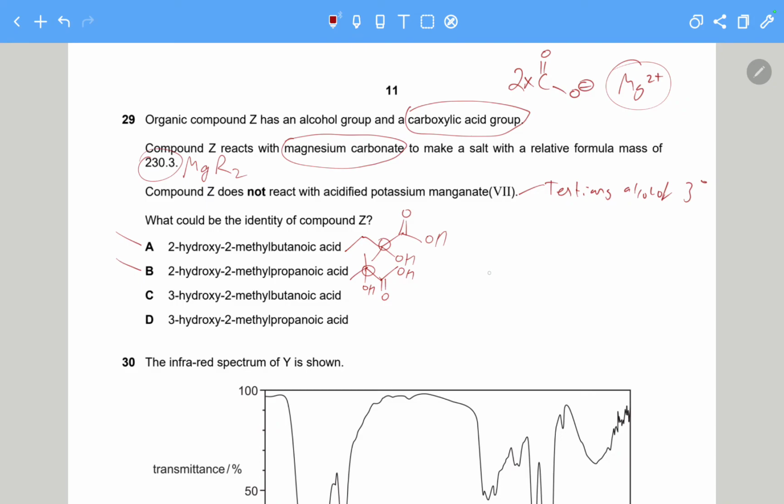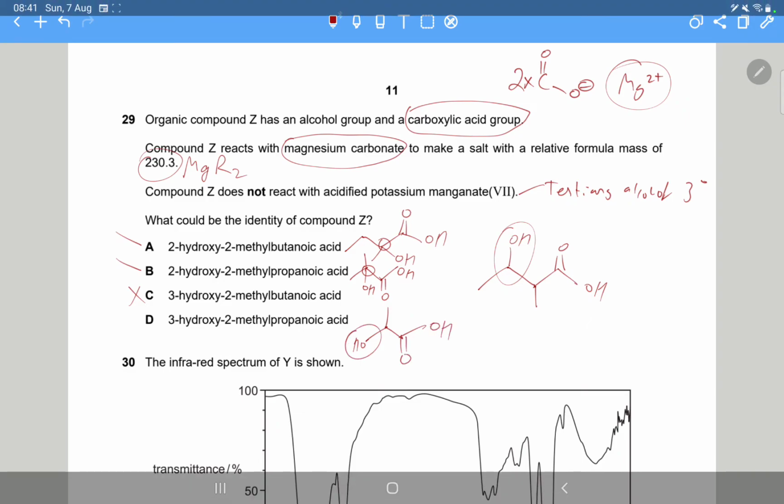3-hydroxy-2-methylbutanoic acid will be CH3CHOH, CH3, CO2H. Now this is a secondary alcohol, so it will react with potassium manganate to form a ketone, so this cannot be the correct answer. And then the last one is 3-hydroxy-2-methylpropanoic acid, which is basically one carbon less, so CH2OH, CH3 and CO2H.